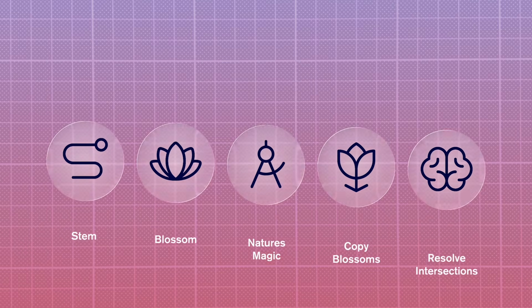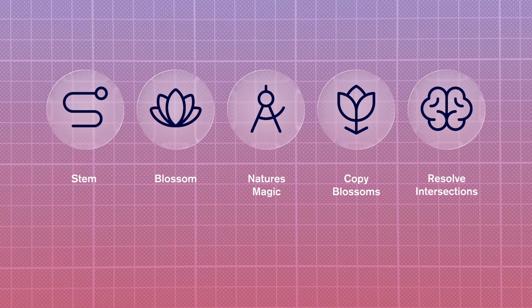The overview of the steps we are going to take in the video are: creating the stem, we are going to build the blossoms, we will have a look at the magic behind flowers and their alignment, we will copy those blossoms and make them bloom over time. In the end, we will resolve their intersections with a Vellum solver. And voila, we will have a flower.